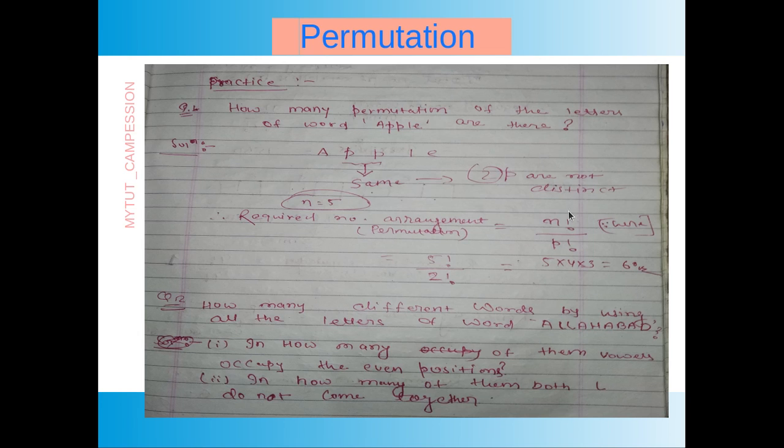Required number of arrangements equal to n factorial divided by 2 factorial, because 2 P's are the same. So 5 factorial divided by 2 factorial equals 5 into 4 into 3. We get 60. 60 arrangements from the word APPLE.